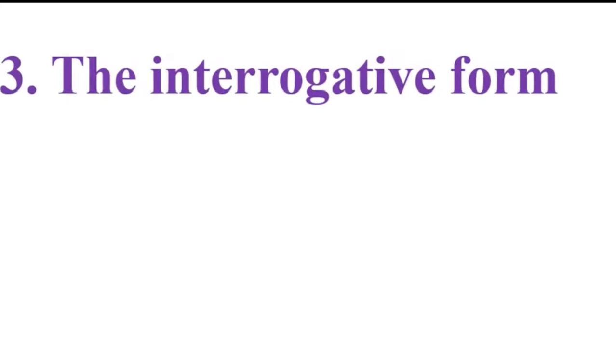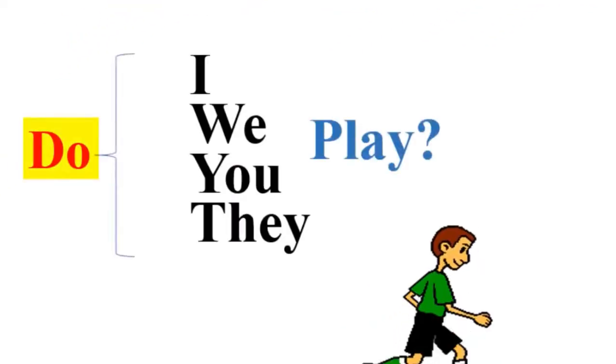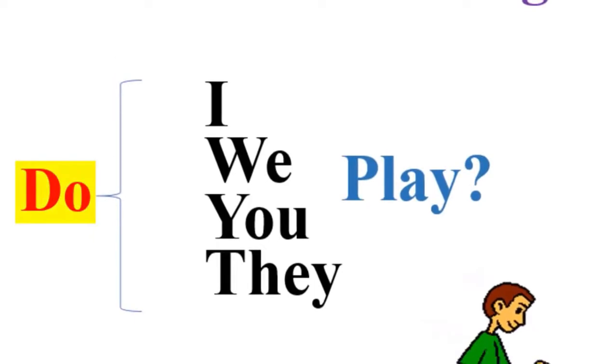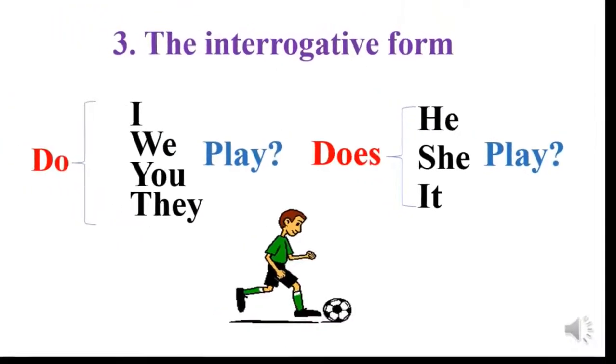Let's go now to the third situation, which is about the interrogative form. In the interrogative form, we start with do plus subject plus the verb, which means do I play, do we play, do you play, and do they play? Does he play, does she play, does it play?